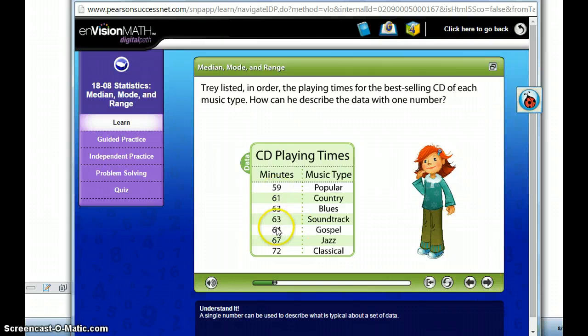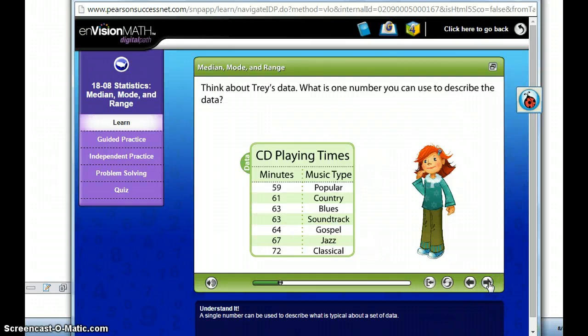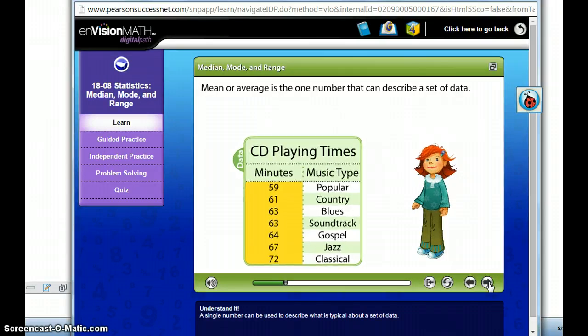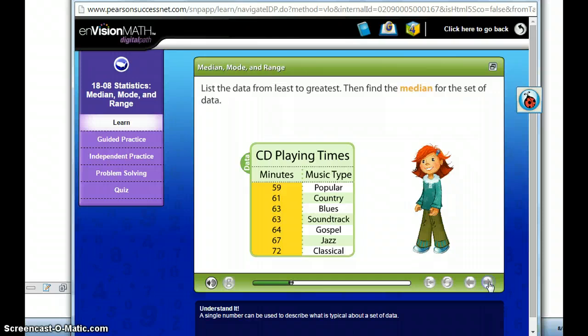Okay, this already has the numbers in order, but as you know, if they are not in order, that is always your first step. When you're given a set of data, a set of numbers, and you're asked to find these things, you always put them in order first. Think about Trey's data. What is one number you can use to describe the data? Mean or average is the one number that can describe a set of data.